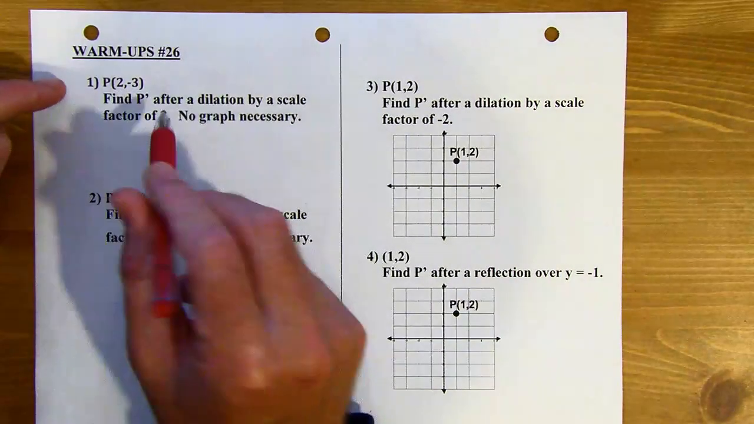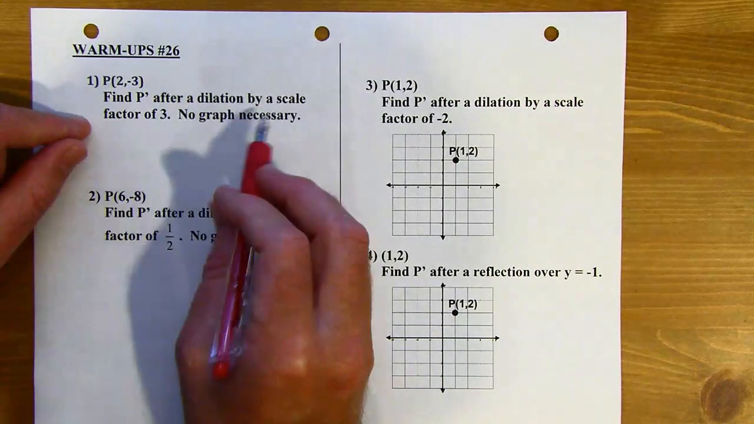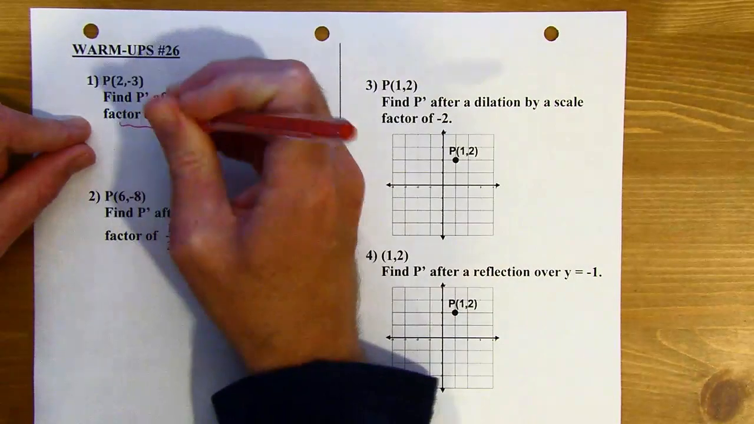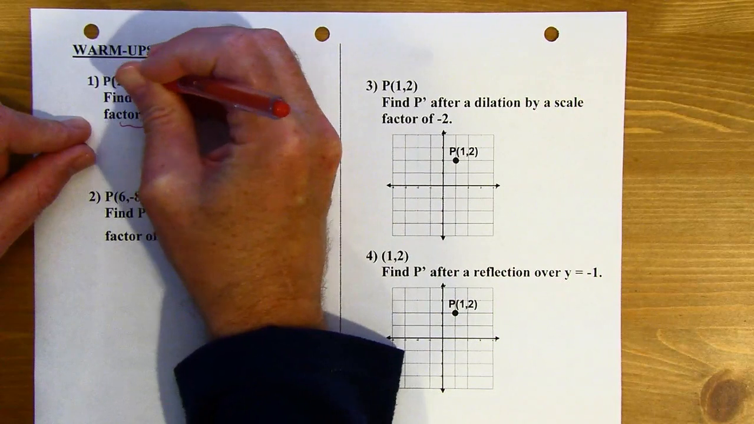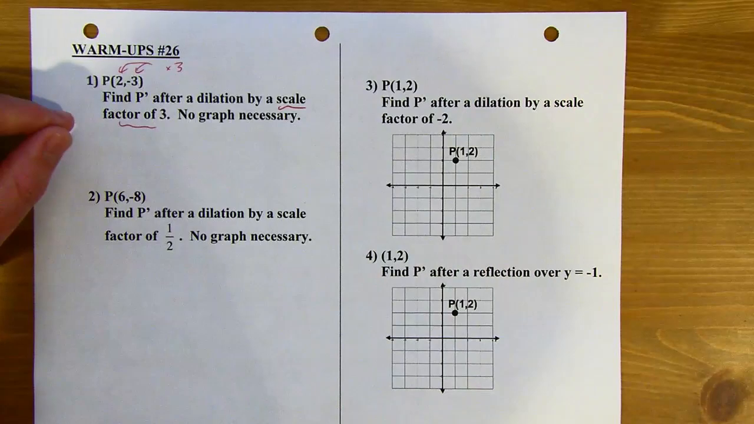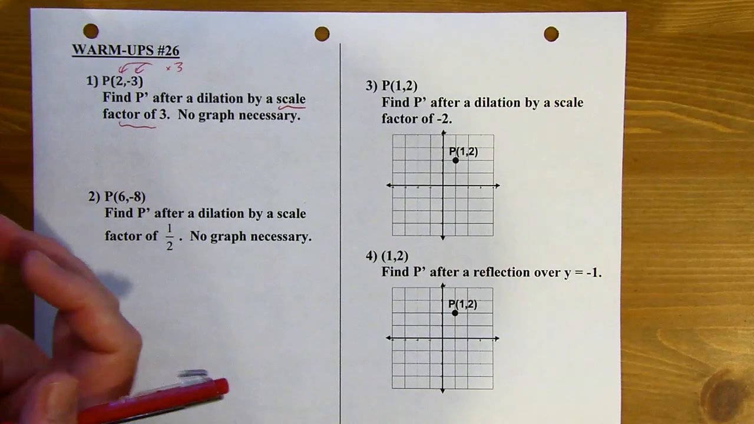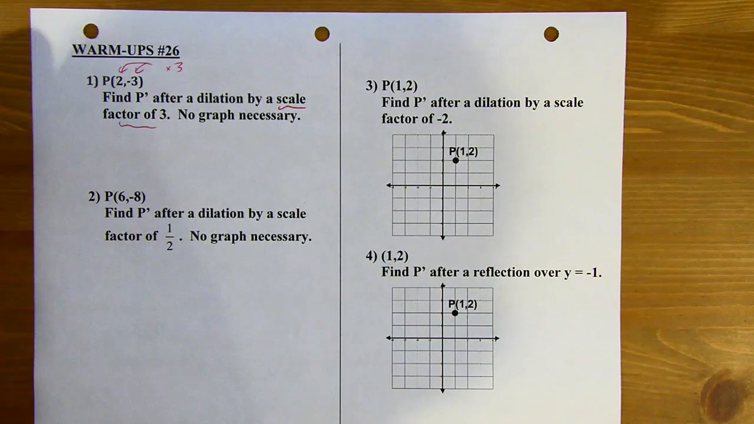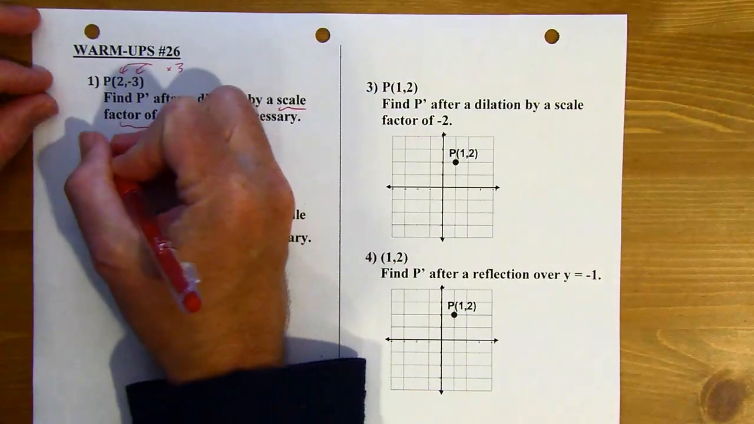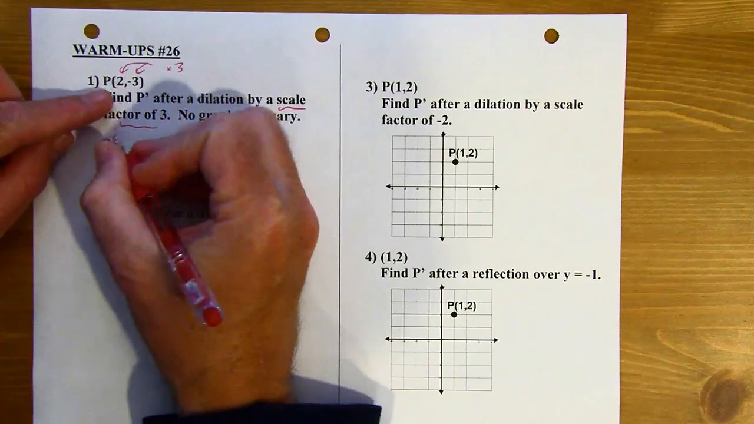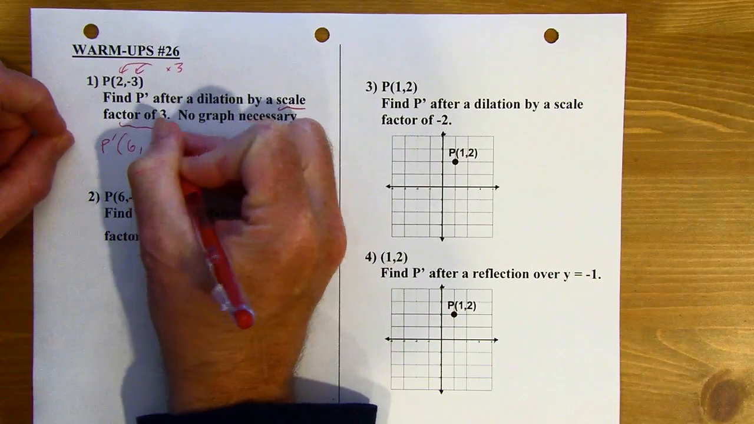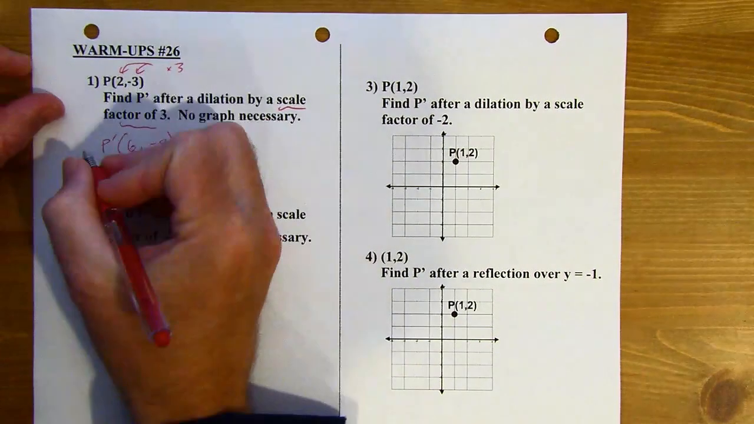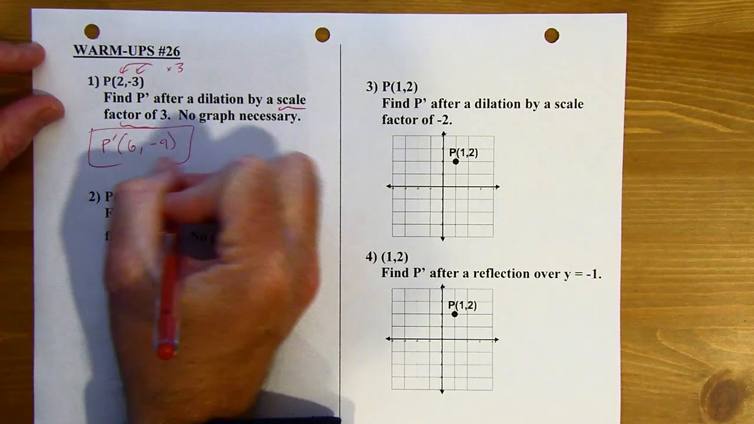I'm not going to graph this one because I don't need to. If I've got a scale factor of 3, all I have to do is multiply the coordinates of the point by 3. Okay, and actually, even if I had a triangle, I just take all 3 corners and multiply them by 3. Okay, so my new point is going to be 6, negative 9. So P prime after the dilation is going to be 6, negative 9.